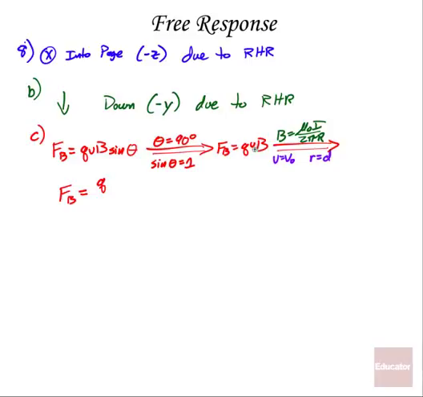We've got Q. Instead of V, I'll put V naught. Instead of B, we'll have mu naught I all over 2 pi, and instead of R, we have D. So the magnetic force is Q V naught mu naught I over 2 pi D.